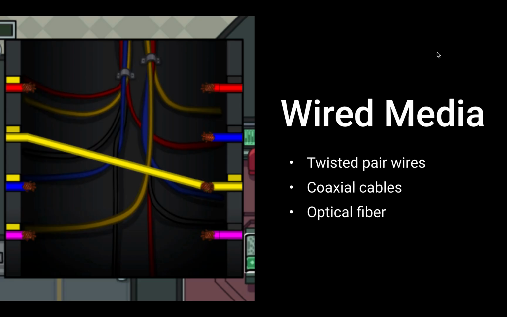So let's get started. The three major wired media are twisted pair wires, coaxial cables, and optical fiber. Twisted pair wires are the insulated copper wires also used for ordinary telephones. They are the most common wired medium, partly because the telephone companies already installed them for voice communications long before they were used to transmit digital data. So these twisted pair wires can transmit voice communications, right? But right now they are being used to transmit digital data.